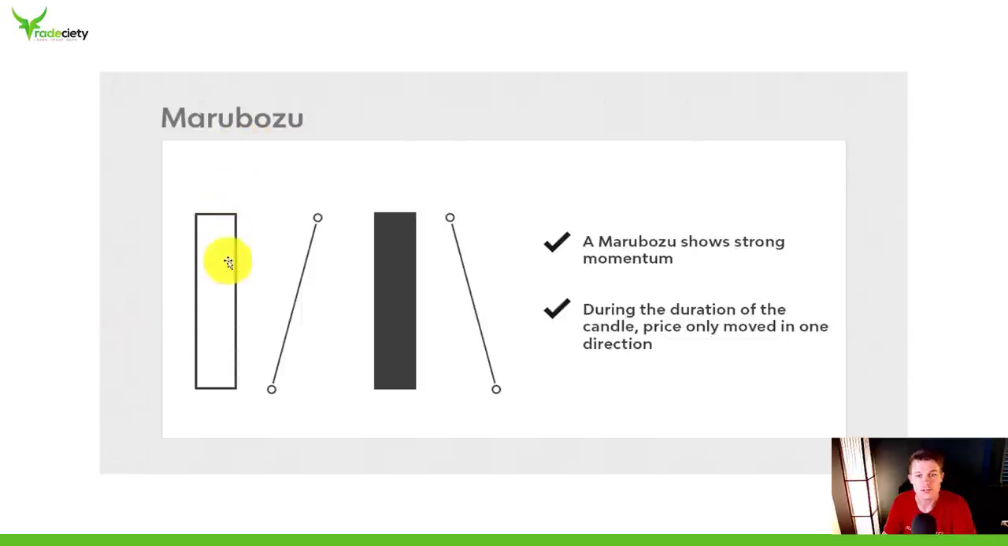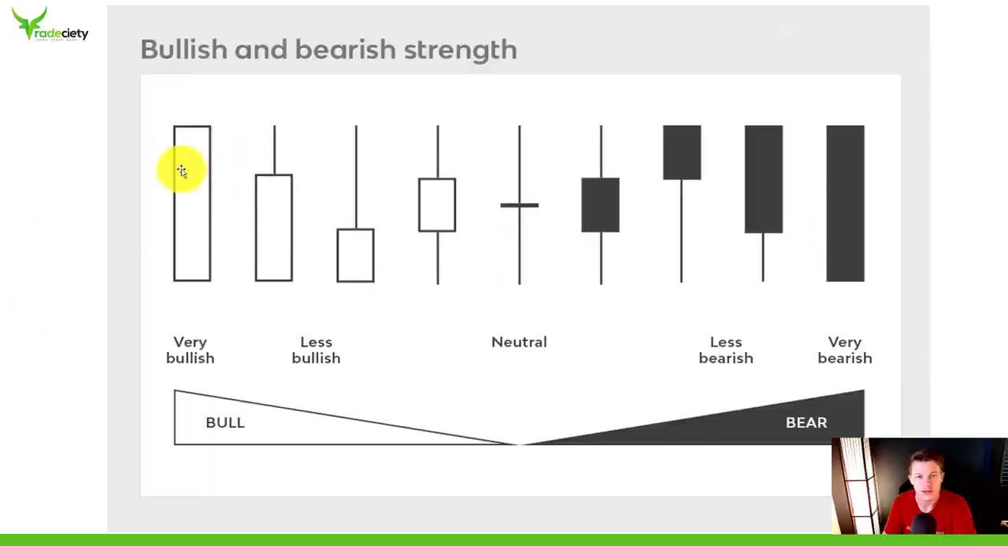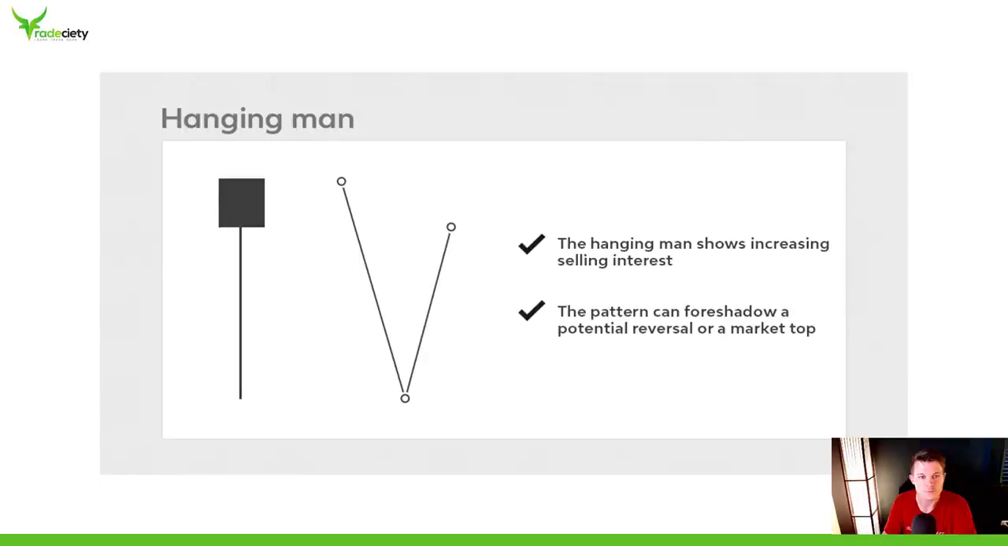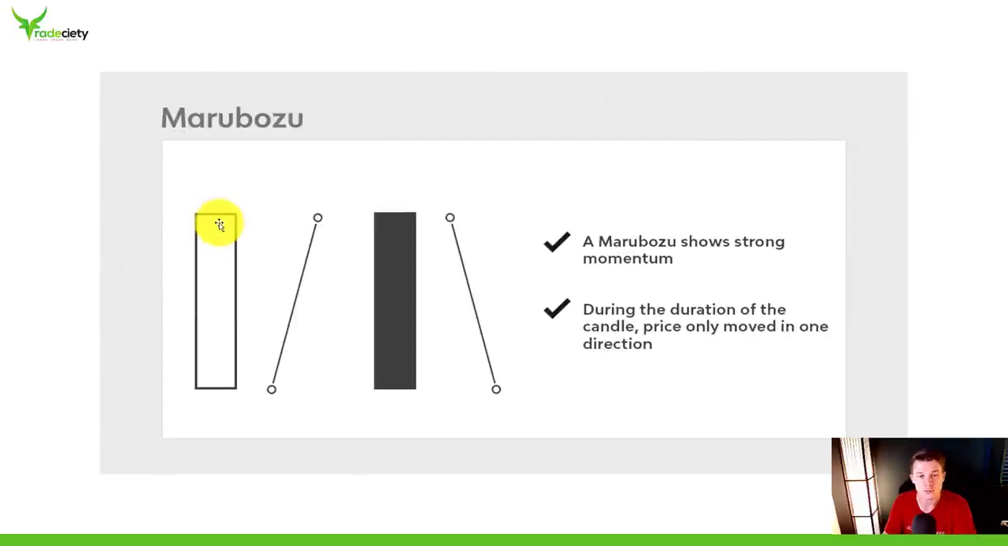Then we have a Marubozu. The Marubozu, as indicated here on this spectrum, is on the far left and also on the far right. And it's just simply an indication of a very strong price move.